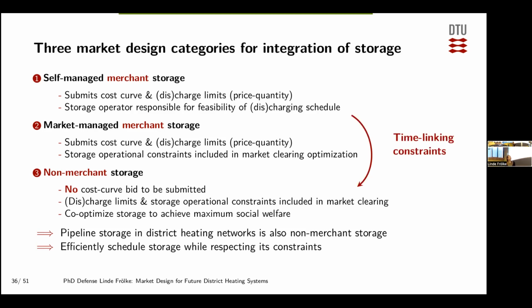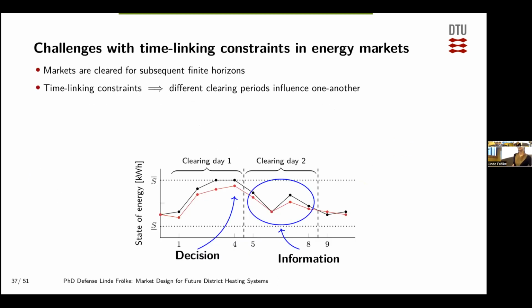A challenge with the non-merchant storage formulation is that the time linking constraints that come with storage, which normally are part of the optimal bidding problem of the storage itself, are now transferred to the market formulation. Those time linking constraints in the market are challenging because markets are cleared for subsequent finite horizons, but due to the time linking constraints, these subsequent horizons are now linked. That can first of all be seen through the final state of energy in the current market horizon. It has an effect on the possible market clearing outcomes for tomorrow.